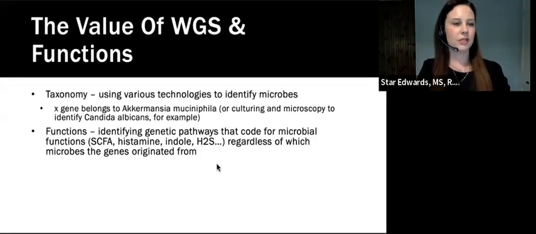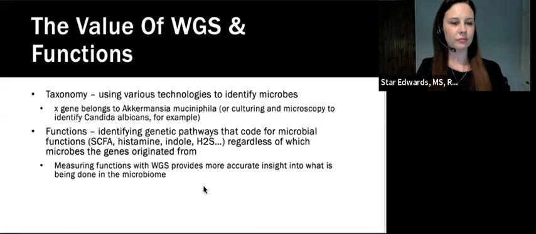On the function section, however, what we're really doing is identifying genetic pathways that code for microbial functions like short-chain fatty acids, histamine, indole, and hydrogen sulfide, regardless of which microbes the genes originated from. When we measure functions with whole genome sequencing, it provides a more accurate insight into what is being done in the microbiome.